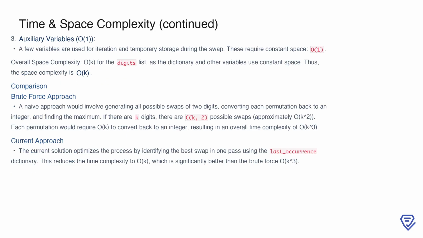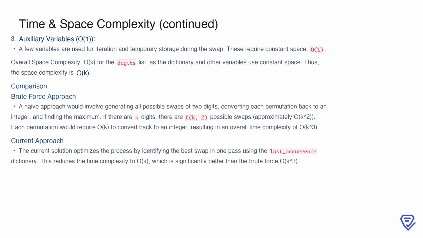In terms of additional space, the algorithm uses a few auxiliary variables for iteration and temporary storage during the swapping process. These variables occupy constant space, or O(1). When we combine these factors, the overall space complexity is O(k), dominated by the digits list, as the dictionary and auxiliary variables use negligible space in comparison.